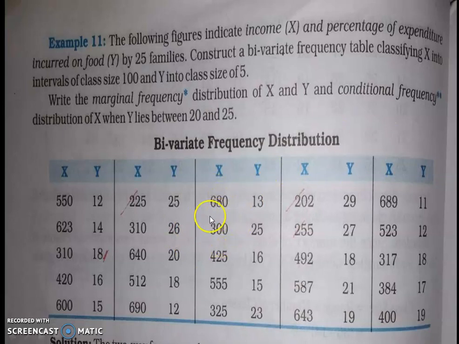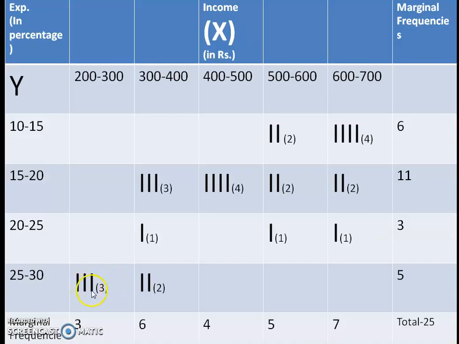We will select this 300 in the range 300 to 400, okay. So we cannot select this. Clear? So between the range 200 to 300 and 25 to 30, there are three variables: 225 and 25, 202 and 29, 255 and 27. So we will put 3 tally marks and we will write here 3, okay.